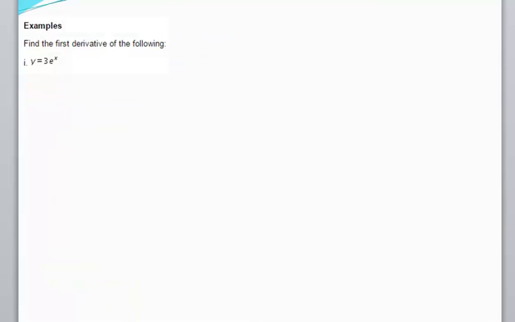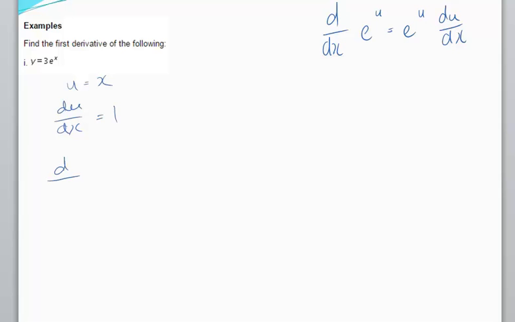So here we're going to write out our formula. d on dx of e to the power of u is equal to e to the power of u du on dx. Here our u is equal to x. du on dx is equal to 1. So dy on dx will be equal to 3 e to the x multiplied by 1, which is equal to 3e to the x.